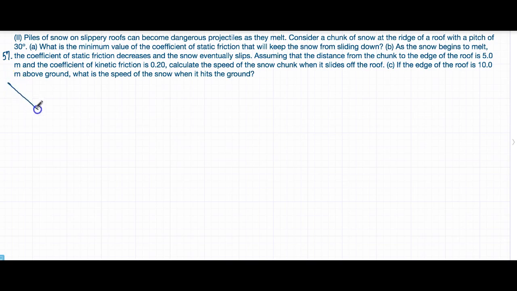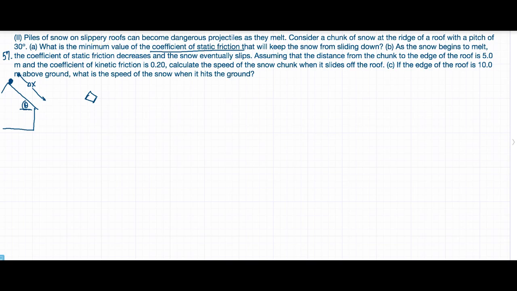So here is your house, and here is a chunk of snow right up here at the peak of the roof. And we know eventually that it's going to slide down this displacement, the side of the roof here. So the first question is, what's the minimum value for the coefficient of static friction that will keep the snow from sliding down?